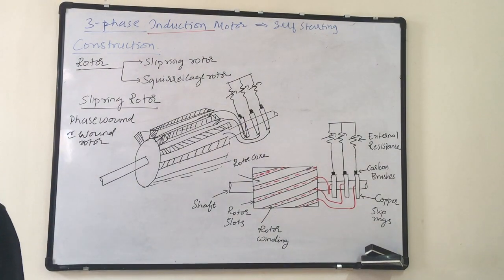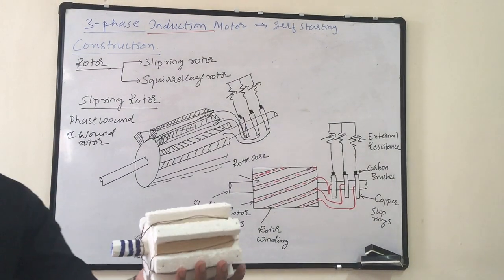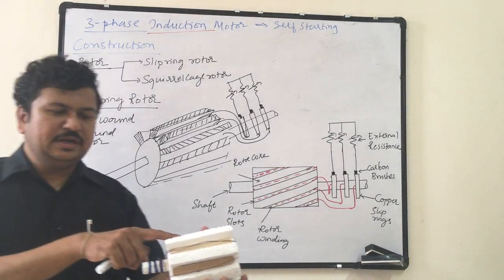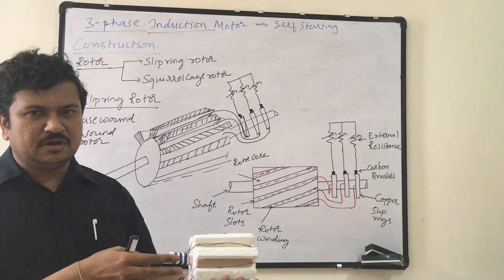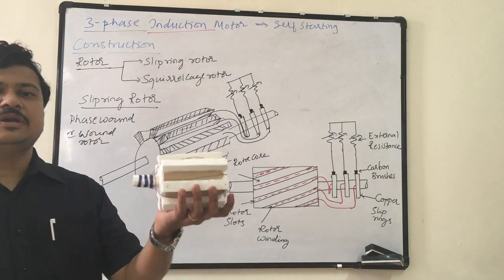But what is the disadvantage? The disadvantage is that it is costlier, because it has got winding, it has got slip ring, it has got brushes, it has to be punched with a number of slots. Okay, so it is a bit costlier.